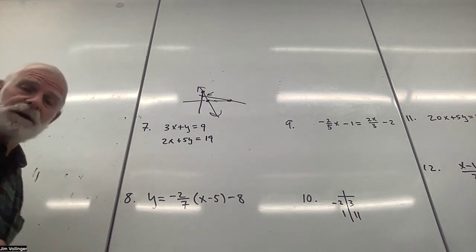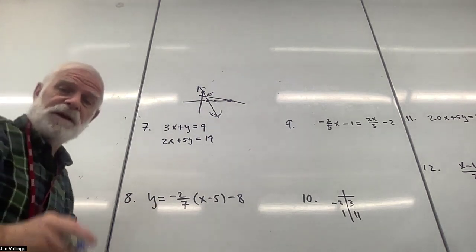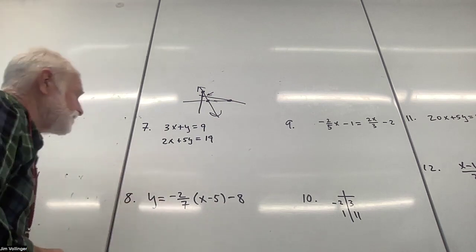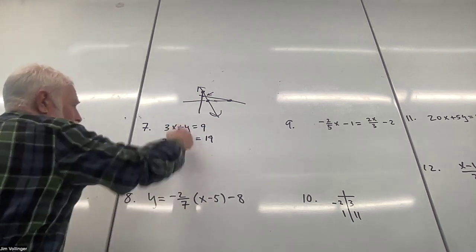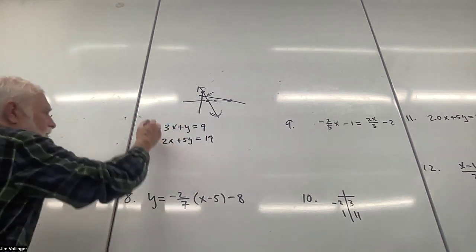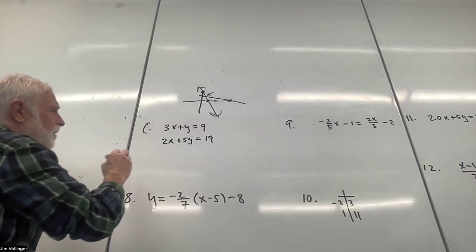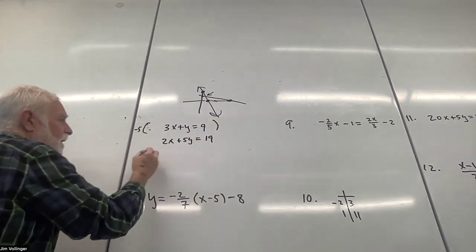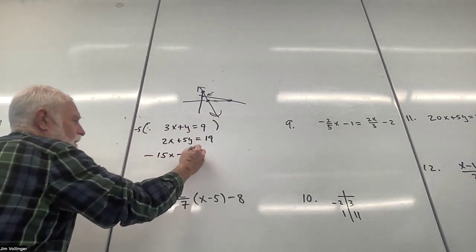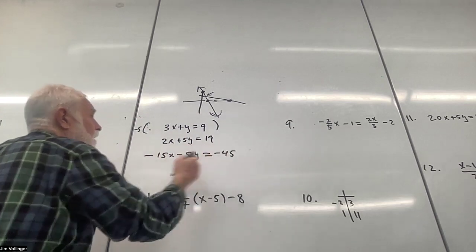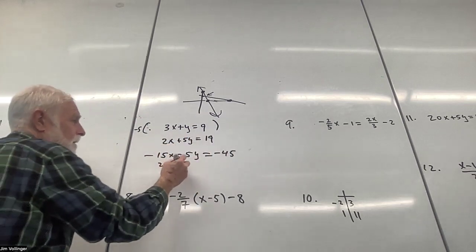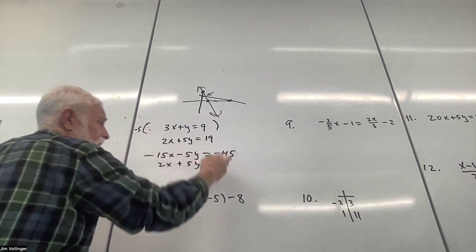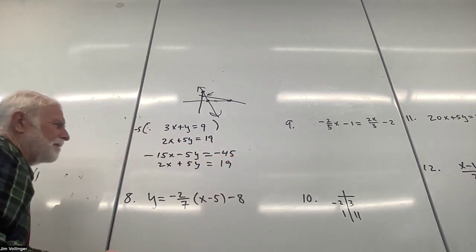Unless I made a careless error, and I make more and more all the time, because I'm trying to think about how I can explain this, and I lose track of the numbers. Just age, I'm afraid. So I'm going to get rid of the y column. I am going to multiply the first equation by -5. And that's all I have to do. If I multiply that by -5, I get minus 15x minus 5y equals -45. And the second line is 2x plus 5y equals 19.